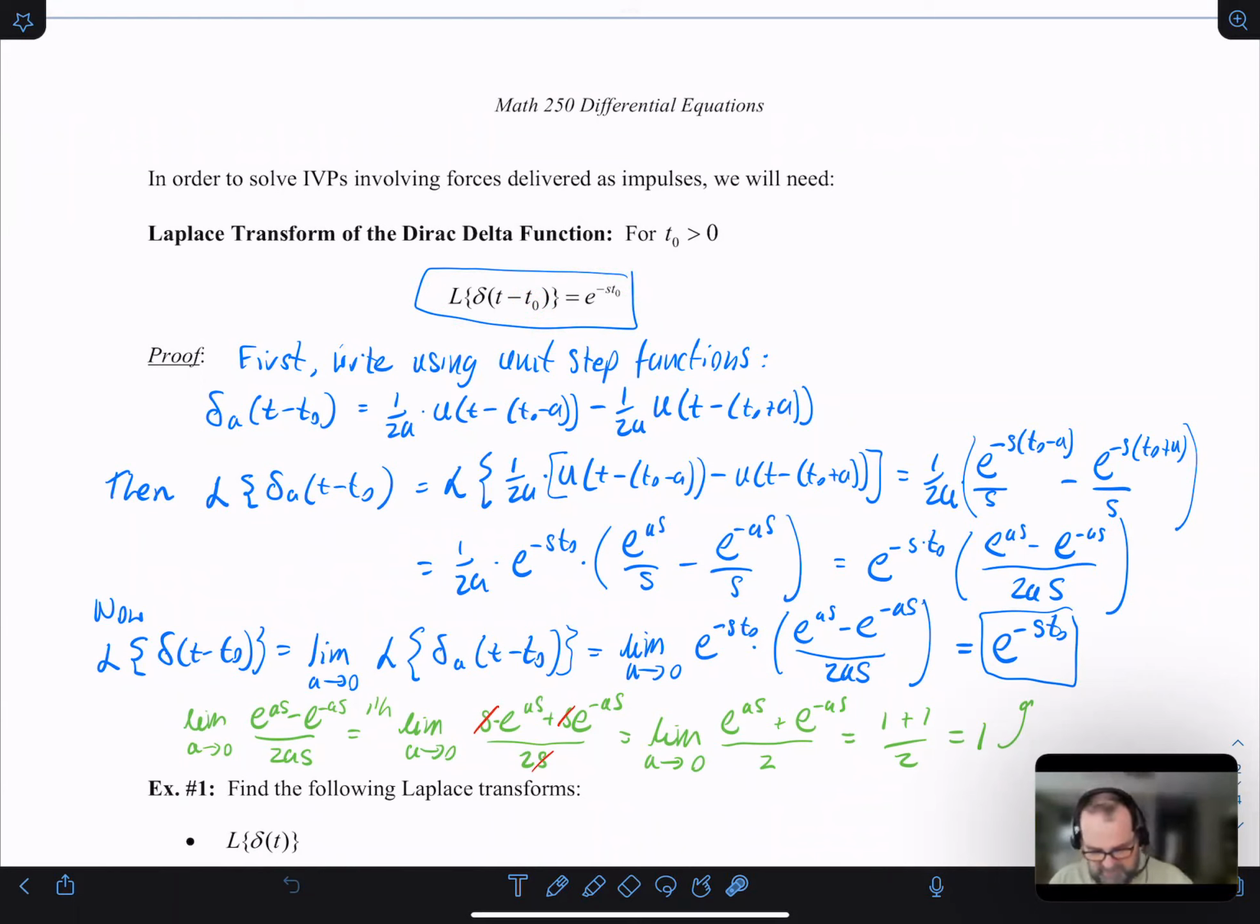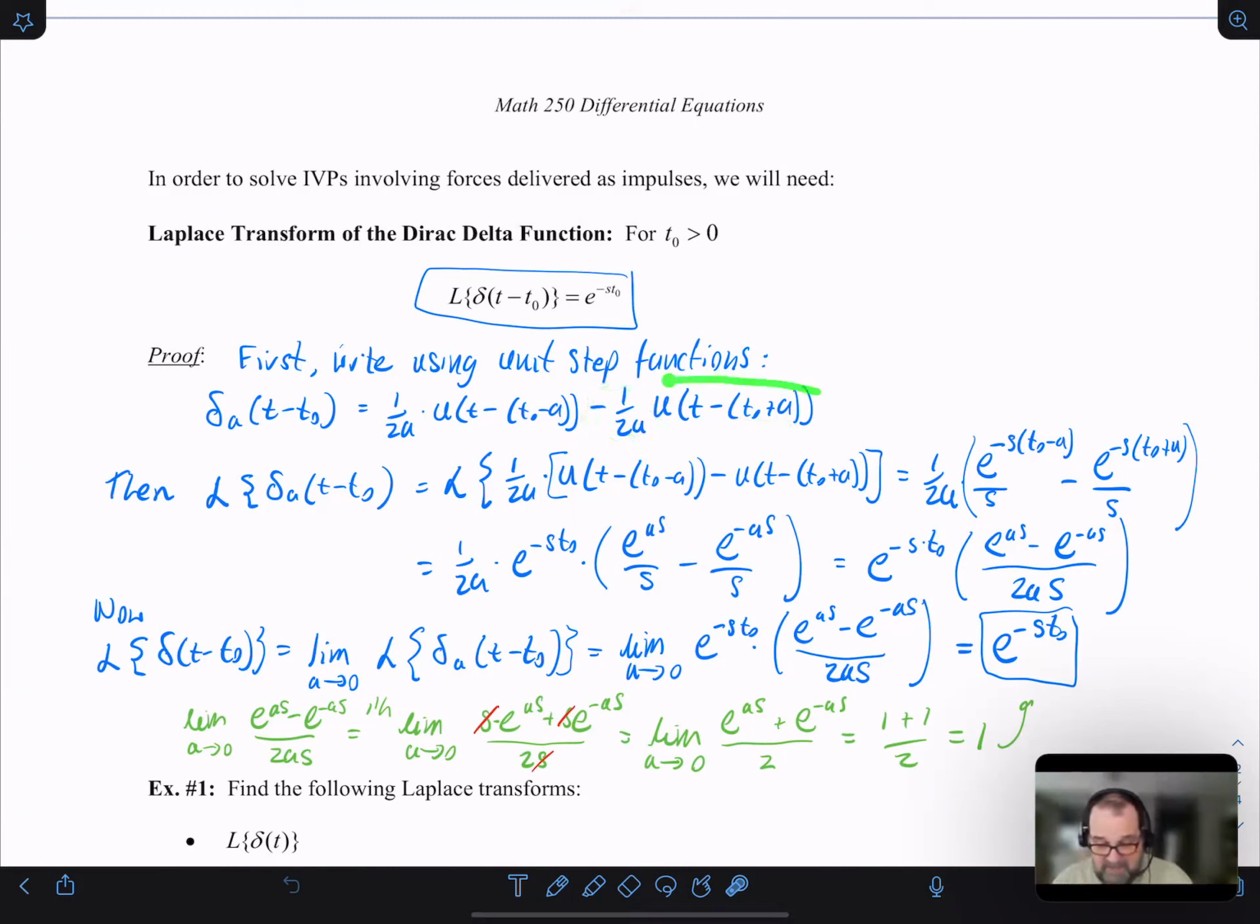In order to prove this, and you won't need to reprove this, but if you're interested, the way to prove this is first, we start with the unit impulse function delta sub a, and we can write this in terms of unit step functions. So it is the function that is 0 everywhere, but at time t0 minus a, it turns on at 1 over 2a, and then at t equals t0 plus a, it turns back off again. So we're subtracting 1 over 2a again.